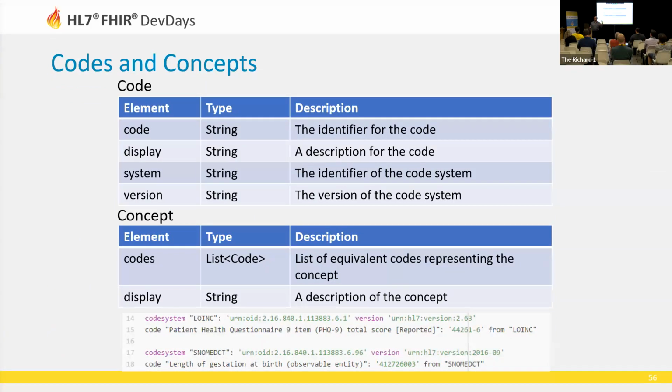The code looks very similar to a coding in FHIR. That's not an accident. And concept looks very similar to a codeable concept in FHIR. Again, that's not an accident. But I can declare those things in CQL so that I have a local name for them when I'm talking about them in my library.